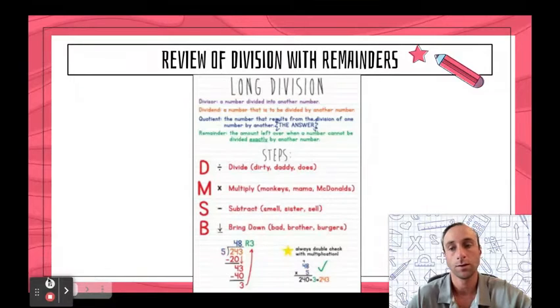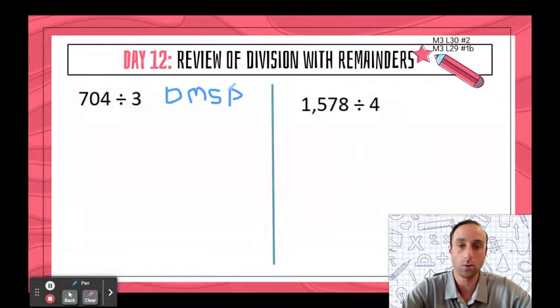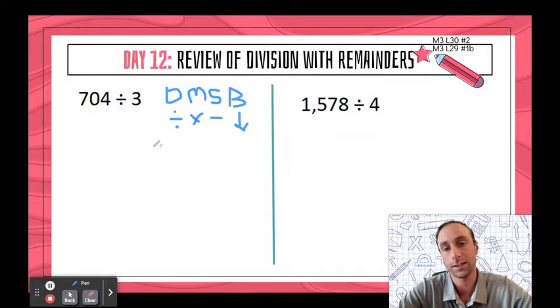Let's do these together. All right, guys, so like I said, I'm going to go ahead and write DMSB at the top. That way I always remember my 4 steps: dividing, multiplying, subtracting, and bringing down. So let's set this problem up so that we can be successful here.